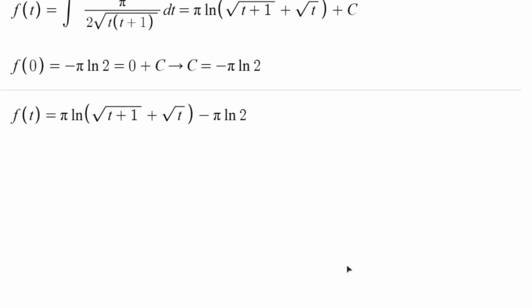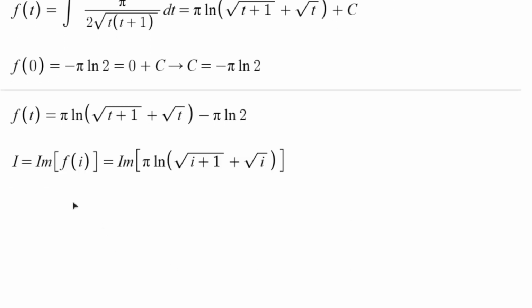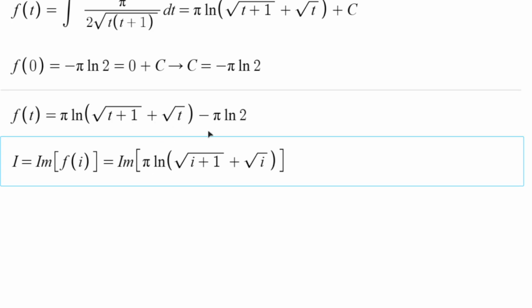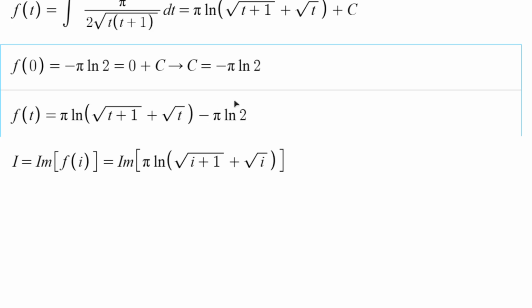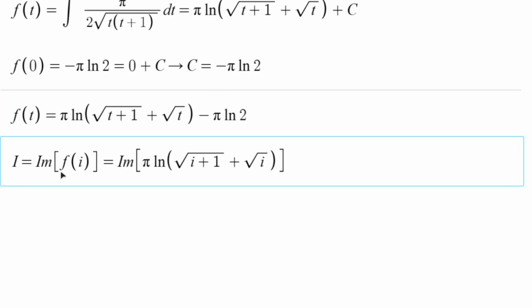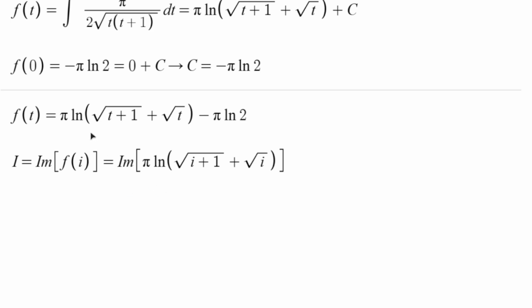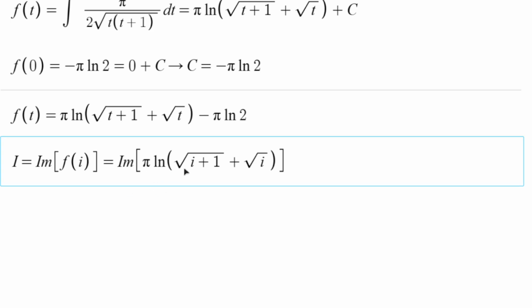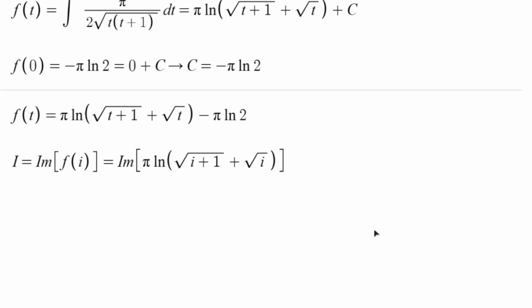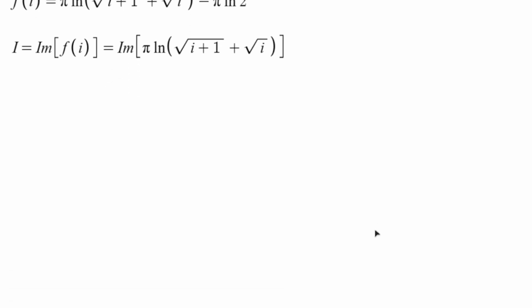All right. So, what did we say before? I is the imaginary part of this thing evaluated at i. And you'll see this part would drop out if we're taking the imaginary part. So I is just the imaginary part of pi times the natural log of the square root of i plus 1 plus the square root of i. Now, that's not super easy to take the imaginary part of, so I'm going to show some of the work here.